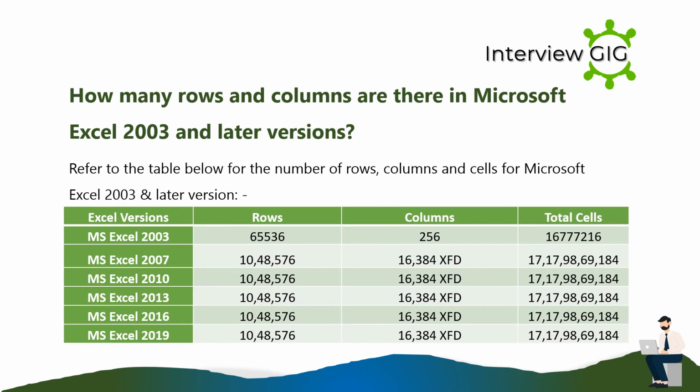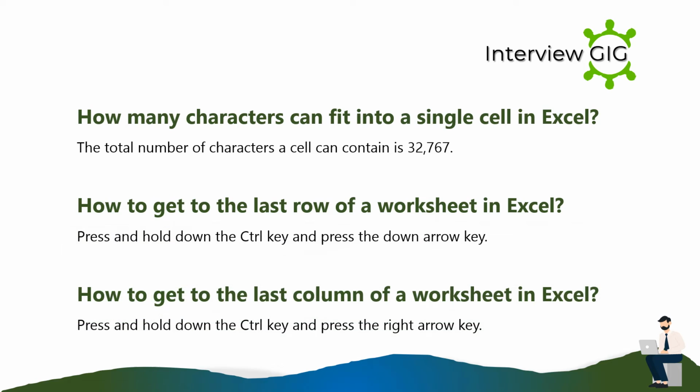How many rows and columns are there in Microsoft Excel 2003 and later versions? Refer to the table below for the number of rows, columns and cells for Microsoft Excel 2003 and later version. How many characters can fit into a single cell in Excel? The total number of characters a cell can contain is 32,767.